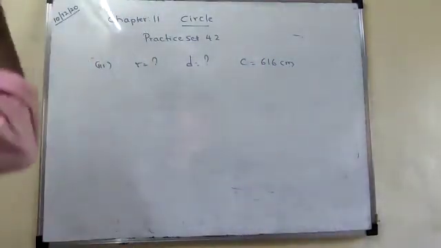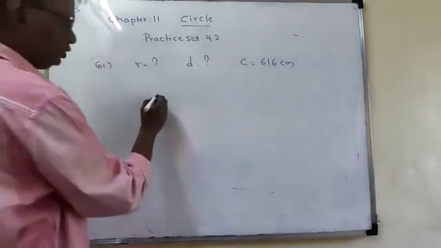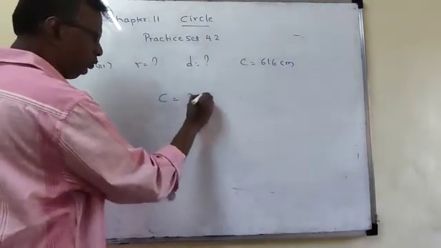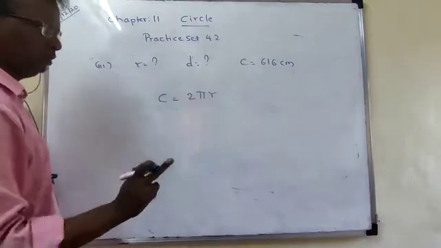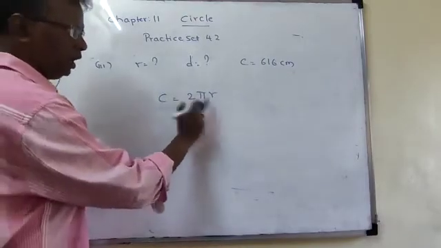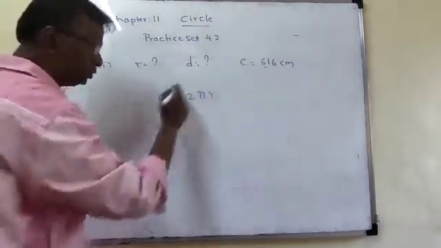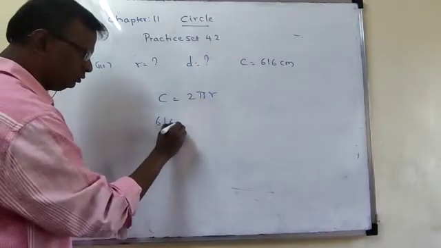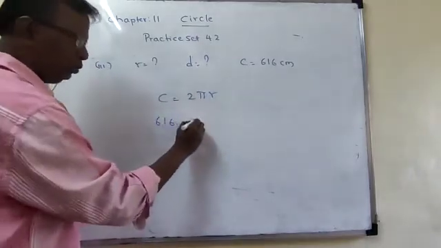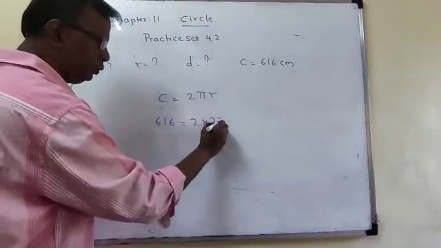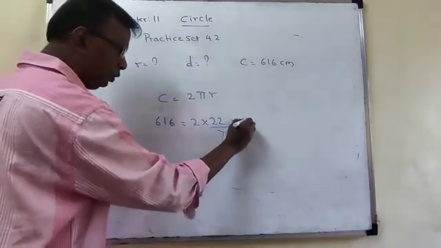Okay. Now we take the formula of circumference. What is the circumference formula? C is equal to 2 pi r. Listen carefully to this sum. C is equal to 2 pi r. What is the value of C? Substitute the value. 616 is equal to 2 into pi, the value of pi is 22 upon 7, into r.